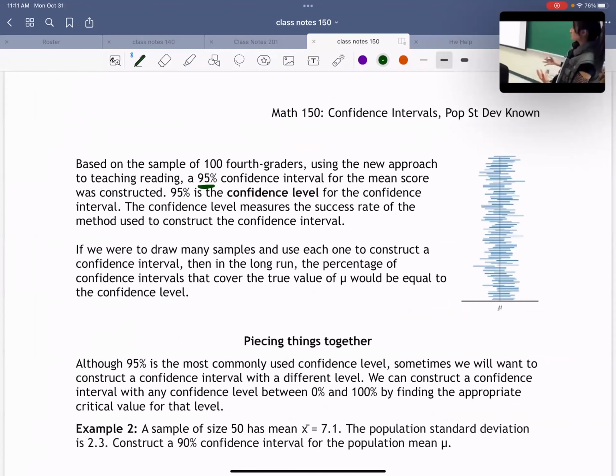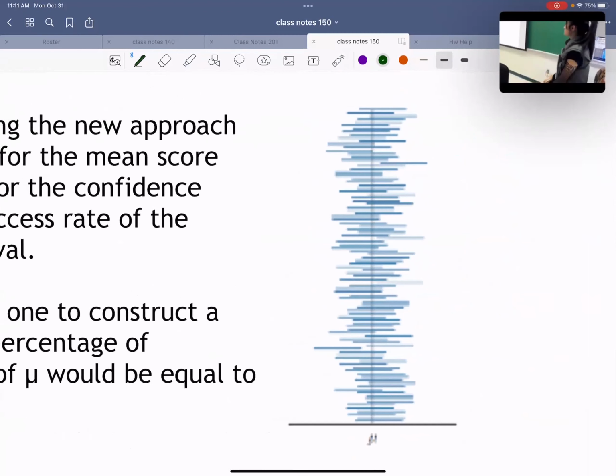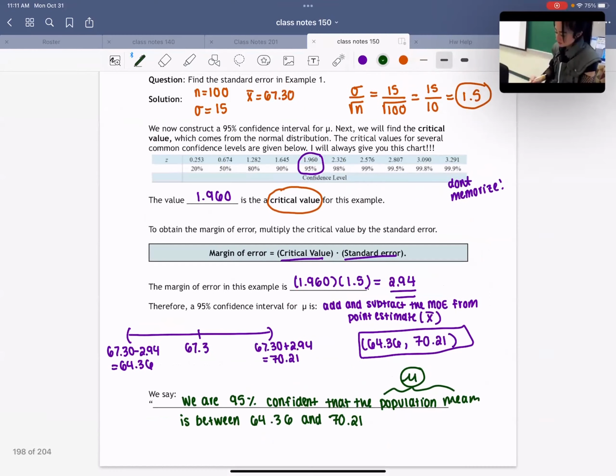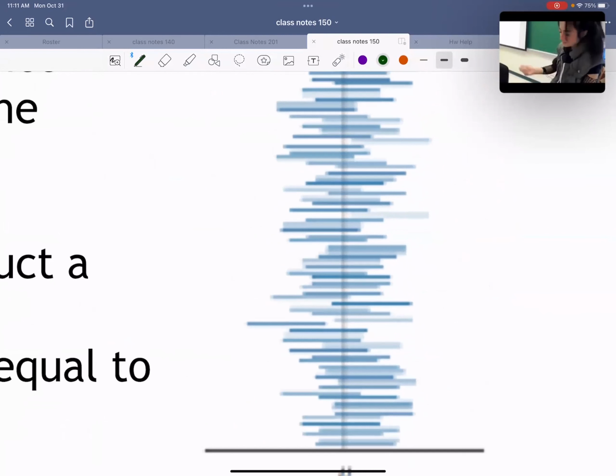Okay, in this specific example, we constructed a 95% confidence interval. We had a specific sample with its own sample mean, and we knew what the standard deviation was. If you look at this picture here, it looks a little bit confusing, but what this shows is a bunch of confidence intervals. In this case, we found 64.36 and 70.21 to be one of our intervals. So let's do this one to here. Let's say that was the confidence interval that we found.